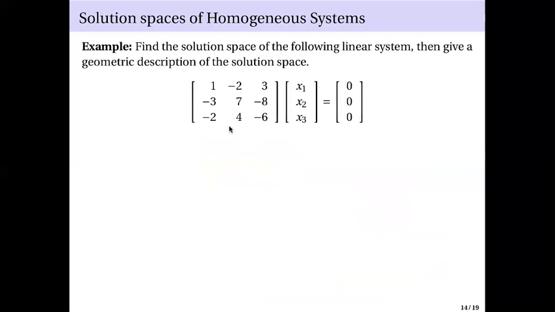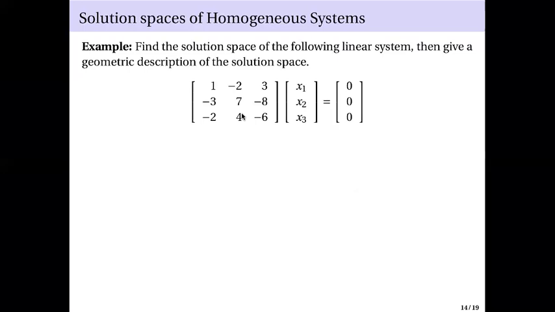Let us look at this. First row, 1, negative 2, 3. Third row, negative 2, 4, negative 6. So very much similar to first row, right? This second row, they are different. 1, negative 2, 3, negative 3, 7, negative 8, negative 2, 4, negative 6. Okay?